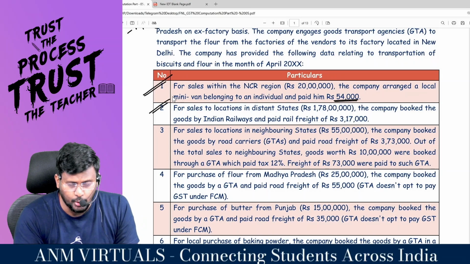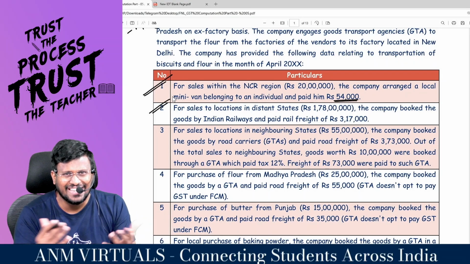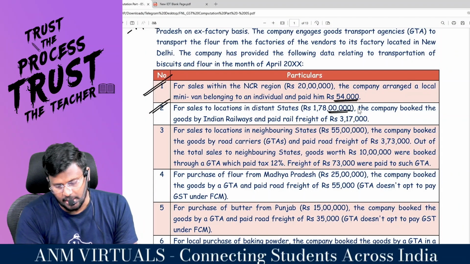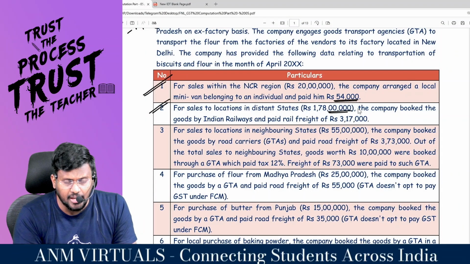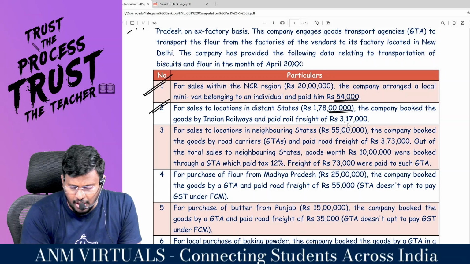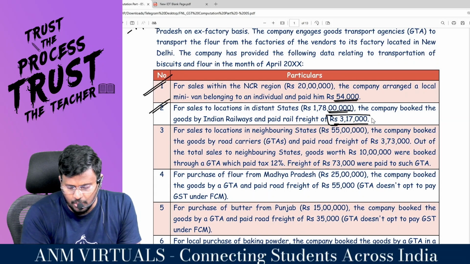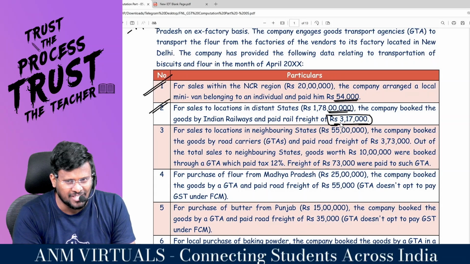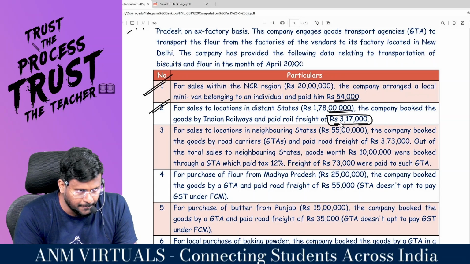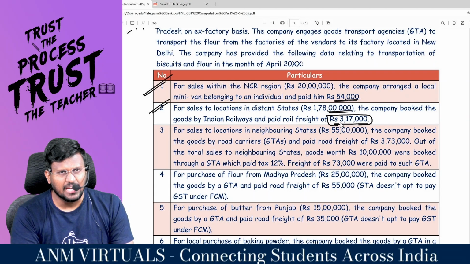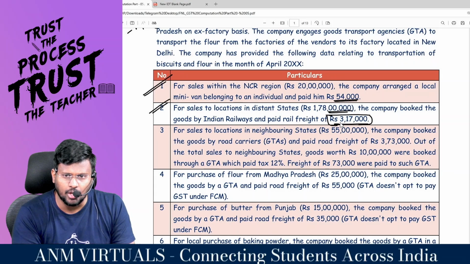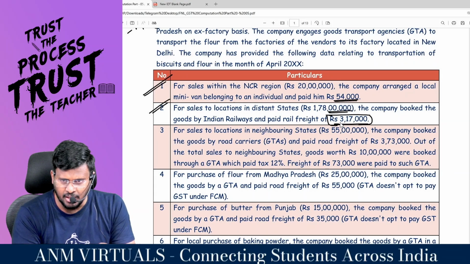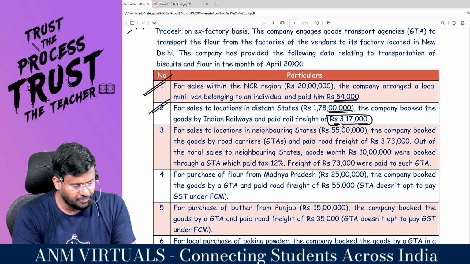For sales to locations in distinct states, that means interstate supply, 1 crore 78 lakhs is the sales value. The company booked the goods by Indian Railway and paid rail freight of 3 lakh 17,000. So as we all know, for rail freight there is no specific exemption under section 11. And if service is provided by government or local authority to a business entity other than class A, class B and class C, it is liable to be paid at RCM.